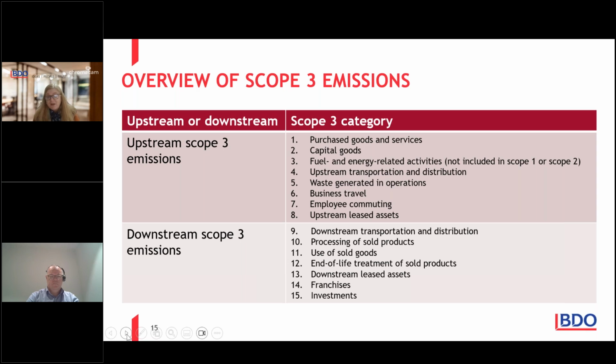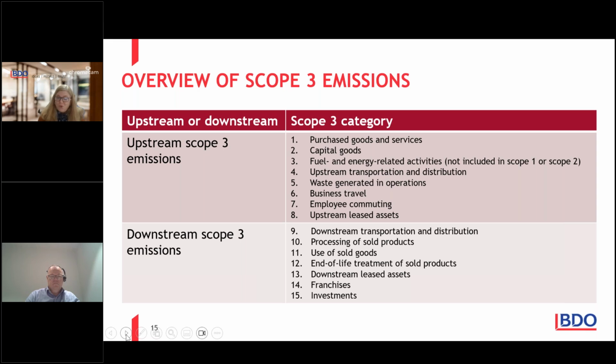Then if we look at downstream emissions, so that's after the goods and services leave the reporting entity or leave our premises, that would be downstream emissions, and again a number of categories, 7 of them. So downstream transportation and distribution, processing of sold goods, the use of the sold goods, end-of-life treatment of sold products, downstream leased assets, franchises, and investments.